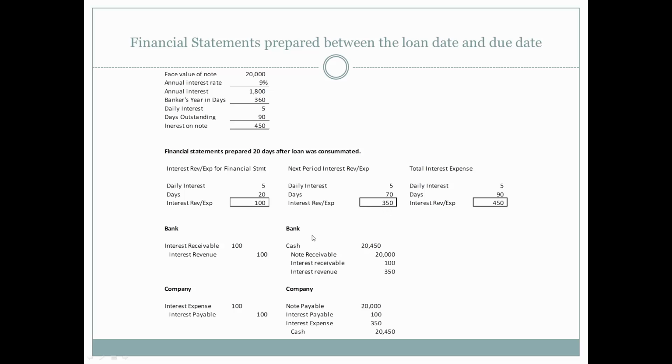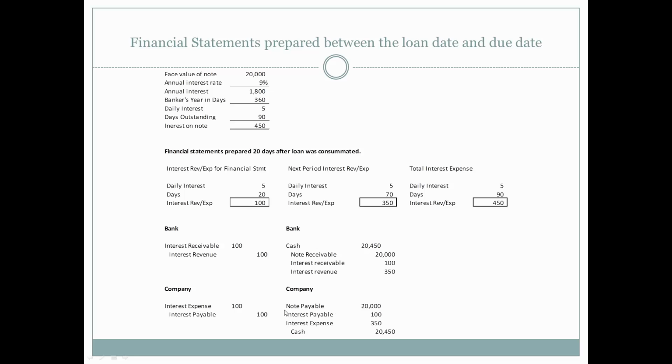So what happens when the bank finally is paid off? Well, it will recognize the fact that it's getting cash in the amount of $20,450. It no longer has the note receivable in the amount of $20,000. It also no longer has the interest receivable, because now the note has been totally paid off. So this interest receivable from the prior period, where it was debited for the financial statement date, now that it's been paid, it will be credited. So it'll be zeroed out. And they will recognize interest revenue associated with the date between the financial statement date and the date the loan was paid.